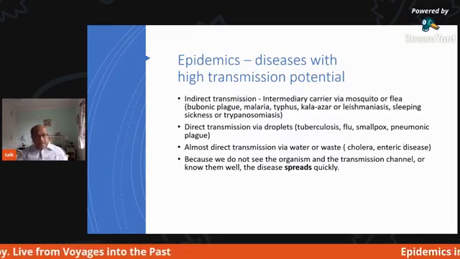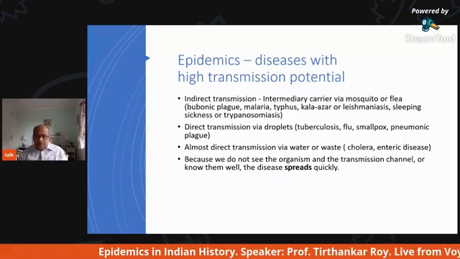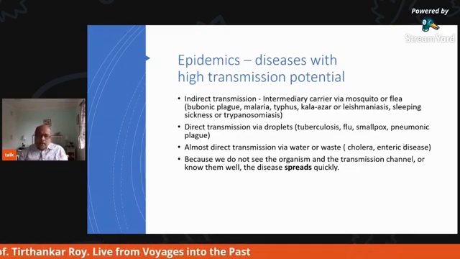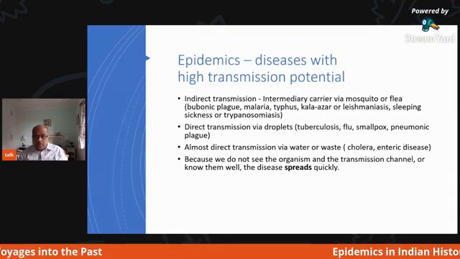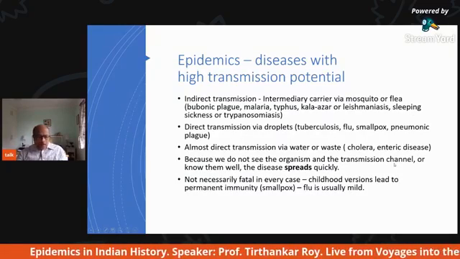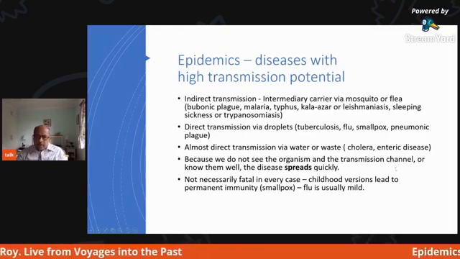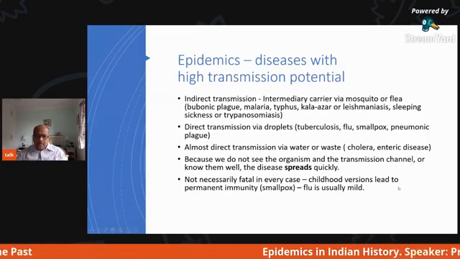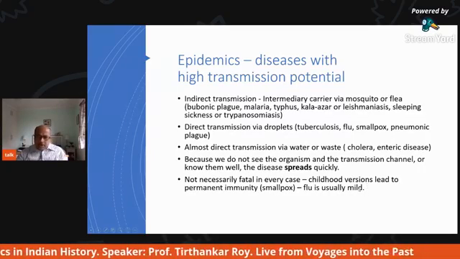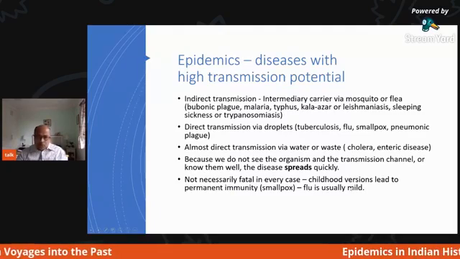Now, in all of these cases, the common thing that binds them together is that we do not see the organism, the intermediary carrier. We do not see the transmission channel. We do not see the enemy. We don't know the enemy. And therefore, the disease spreads very quickly before some kind of control system kicks in. I mean, this long menu of epidemic diseases are not all equally fatal or equally disruptive. Many childhood versions of a disease, such as smallpox, create permanent immunity. Flu is usually a very mild condition, but of course, it doesn't have to be. If a disease is more serious than this, then we have to do something about transmission.